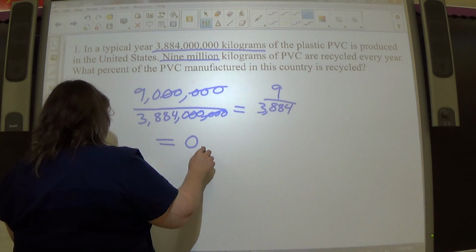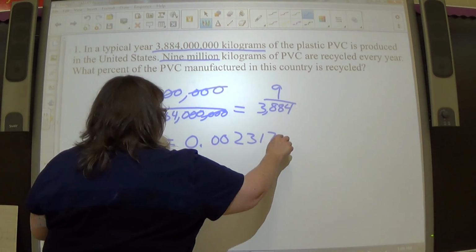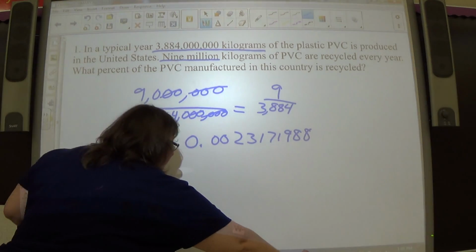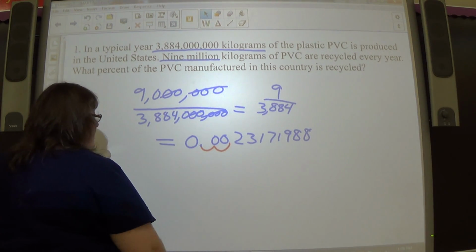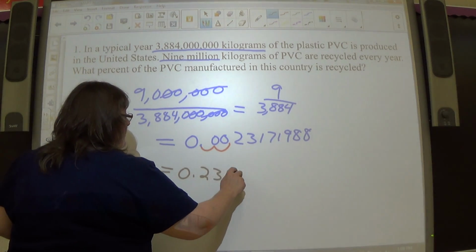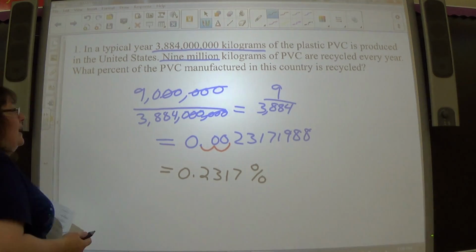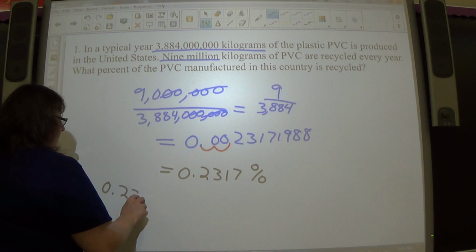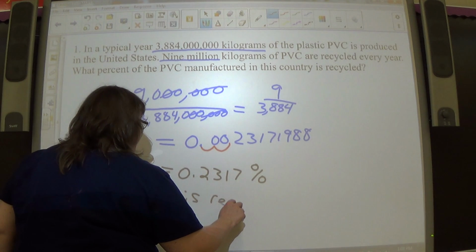You get the 0.0023171988, okay? Now, to get the percent, you take your decimal and move it 2 places to the right. So you're looking at 0.2317, okay? So basically something like that percent. So now you need to write that as a sentence, okay? 0.2317% is recycled.